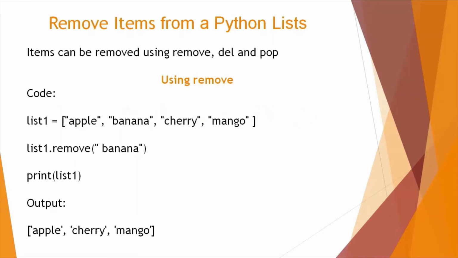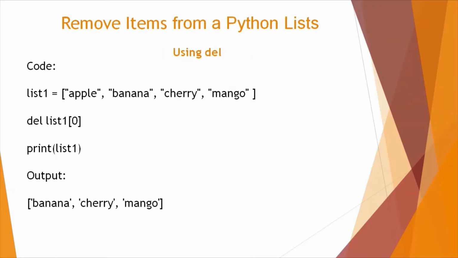So let's talk about removing items from a list. Items can be removed using remove, del and pop. These are 3 functions that can be used to remove items from a Python list. So here I am using remove. Let's declare a list, that is apple, banana, cherry and mango, and we'll pass the element in remove. So list1.remove and the parameter, that is banana, the string I want to remove. We will print it, and we'll see apple, cherry and mango, and the banana will be removed because of using the remove function.